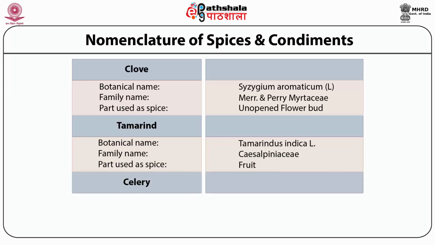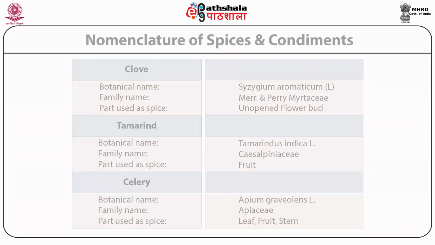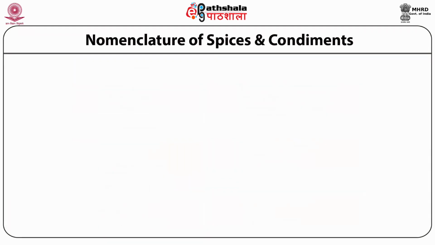Celery. Botanically called as Apium graveolens, belonging to the family Apiaceae, and the part of the plant used as spice is the leaf, fruit, and stem. Part of dill used as spice is fruit. For mint, it is leaf, and mustard is in the form of seed.